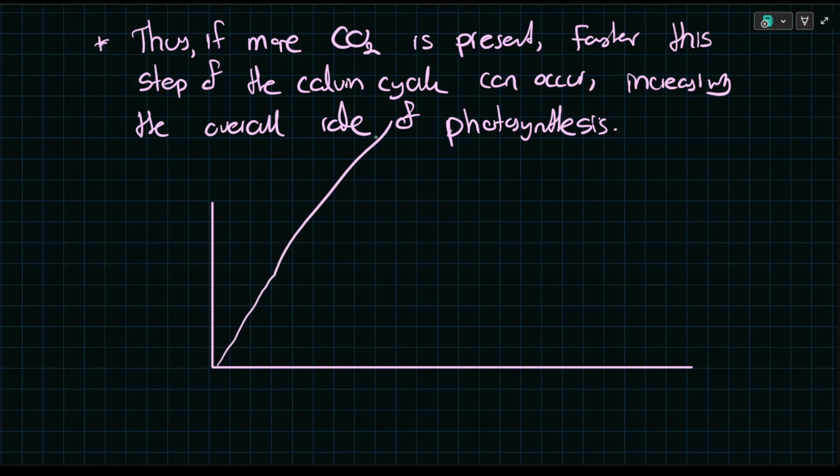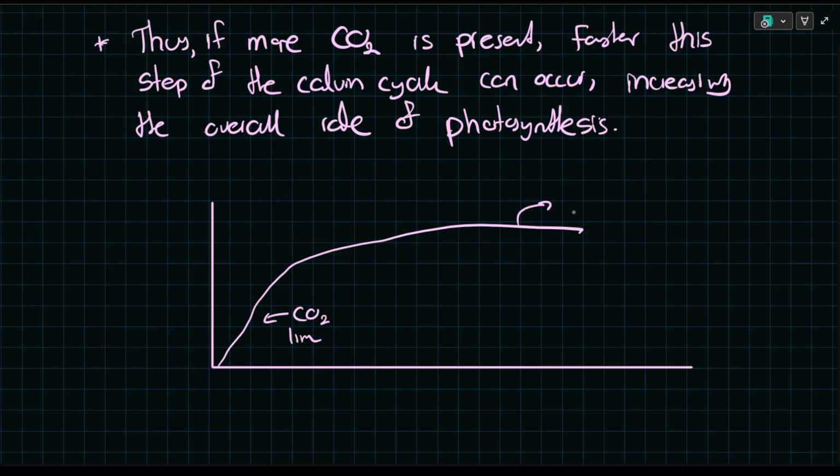So boom, in a perfect world, that's what should happen. It's not a perfect world. So around this area CO2 is limiting. Around this area, some other factor is limiting. Now, in this case, what can that other factor possibly be? It has to be one of the two others: light intensity or temperature. It has to be one of those two factors.